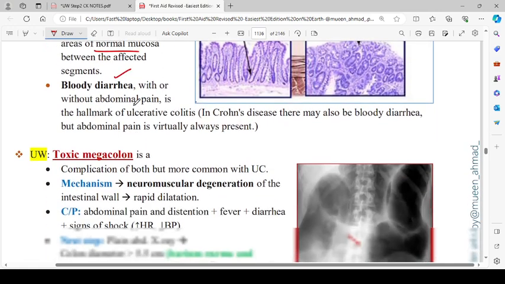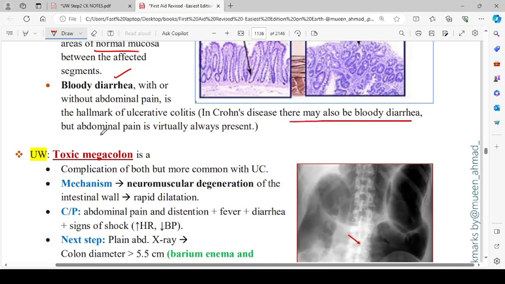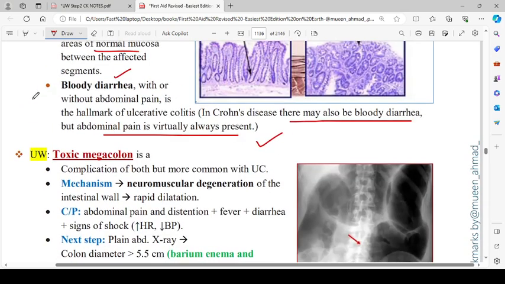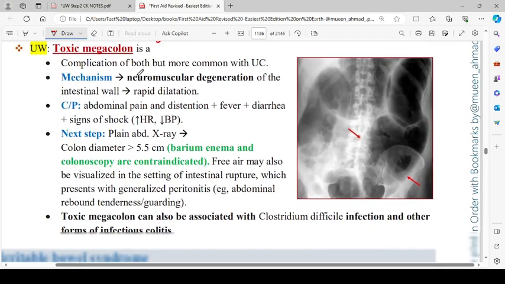Bloody diarrhea with or without abdominal pain is the hallmark of ulcerative colitis. In Crohn disease, there may also be bloody diarrhea, but abdominal pain is virtually always present. Okay, so the abdominal pain may be absent in ulcerative colitis, but bloody diarrhea will always be present, and the reverse is true for Crohn disease. Then toxic megacolon is a complication of both, but more common with ulcerative colitis.